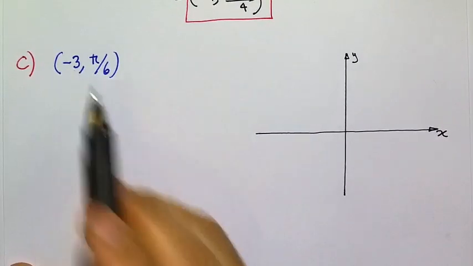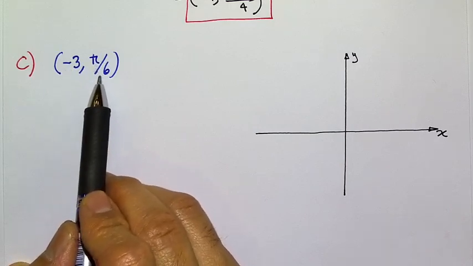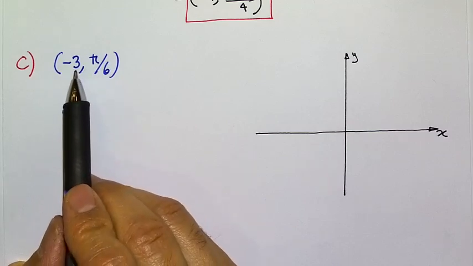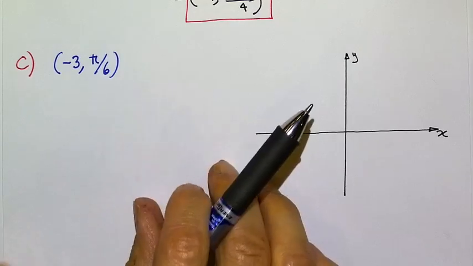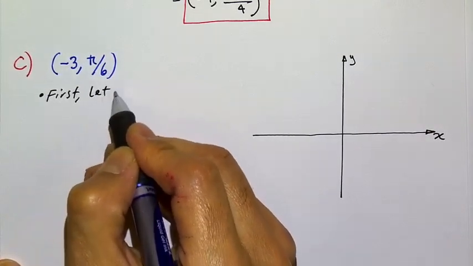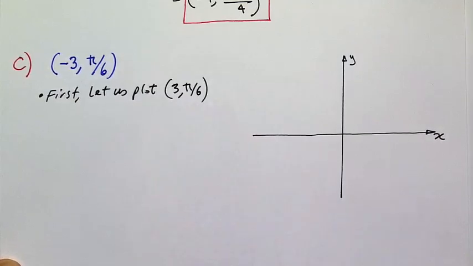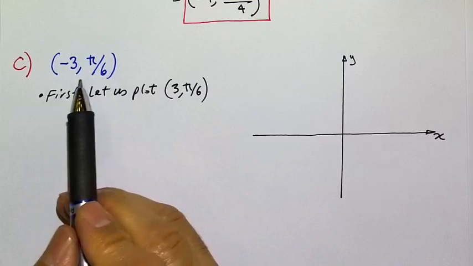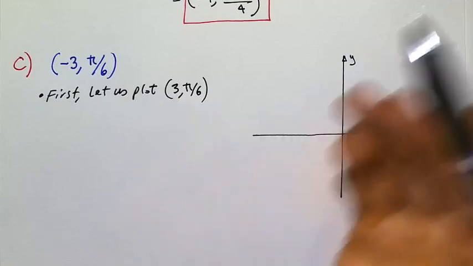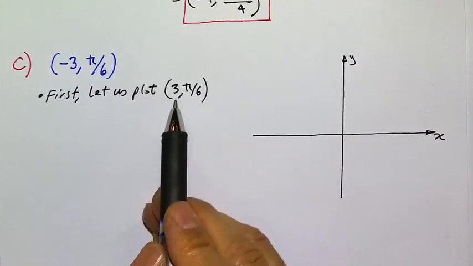Okay, so we want to plot this. Even though this is negative 3 comma pi over 6, the first thing I'm going to do to get this right is plot positive 3 comma pi over 6. So first, let us plot 3 comma pi over 6. So whenever you're given a polar coordinate with negative r, first plot the one with positive, and then move across the pole to identify where this point is. So 3 comma pi over 6.